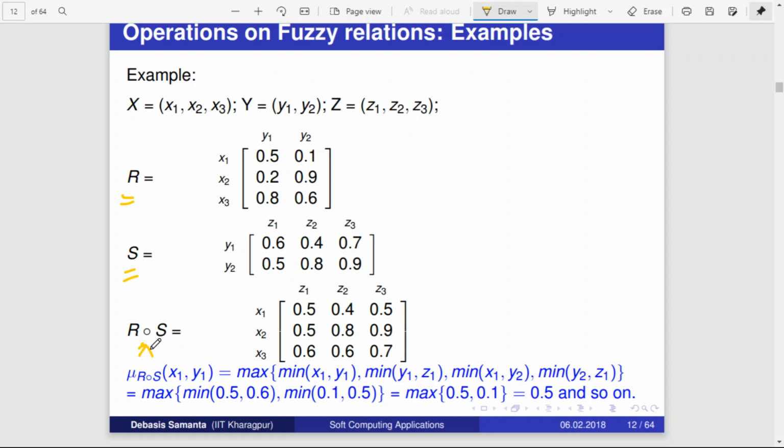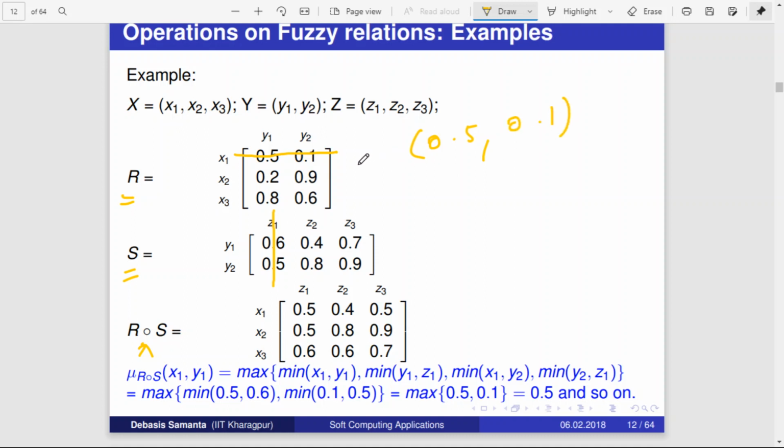Composition S is what? If you recall the formula, it is min max. First you have to find the min and then the max. The logic is similar to how we did it for the crisp set. So first take the first row and find the min max for the first column. Then you will get this value. First we have to find the min. 0.5, 0.6, what is the min? 0.5.